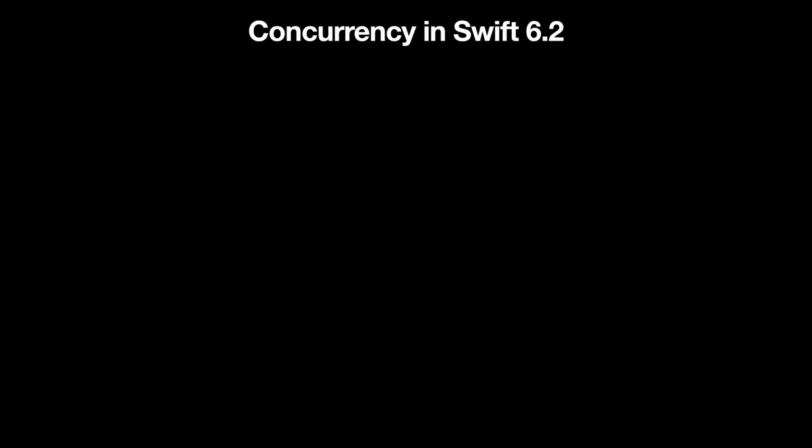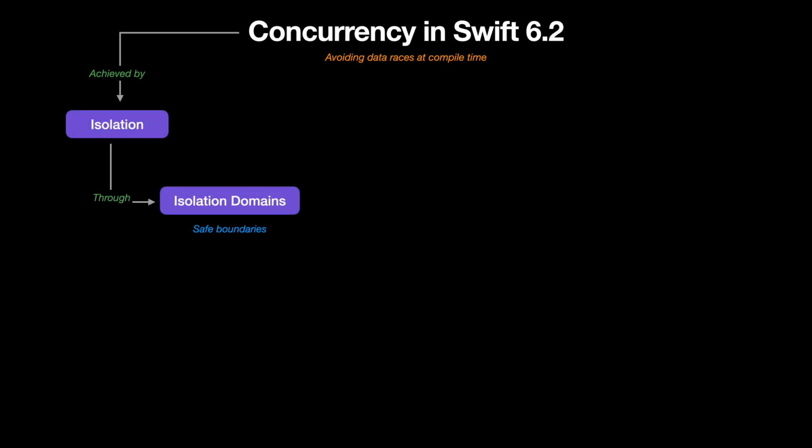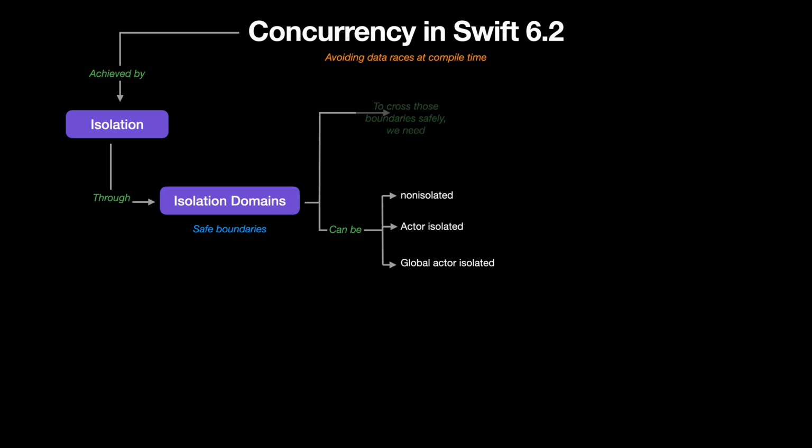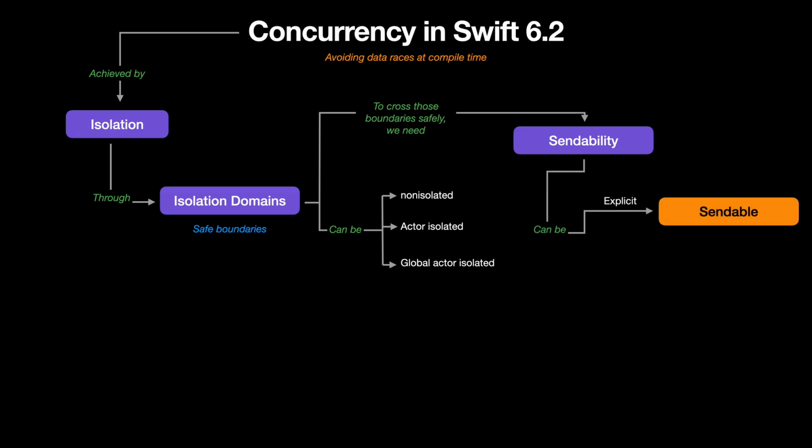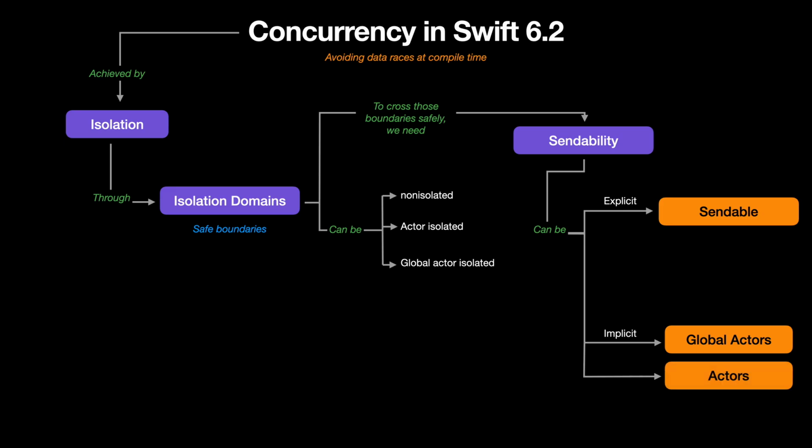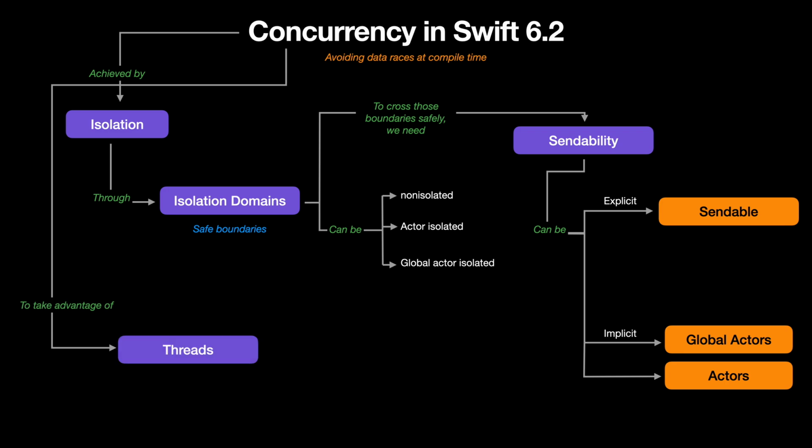Summary. These are the basic building blocks of Swift 6.2 concurrency, which is all about avoiding data races at compile time. This is achieved with data isolation through isolation domains, which can be non-isolated, actor-isolated, or global actor-isolated. To cross isolation domains safely, we need sendability, which can be explicit with the Sendable protocol or implicit through global actor or actor isolation. Those mechanisms help us to safely take advantage of threads, with either the @MainActor annotation for the main thread or with the @concurrent annotation, which will run in the background thread pool.